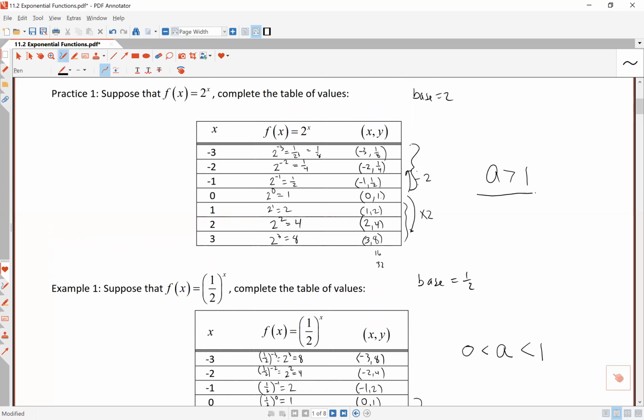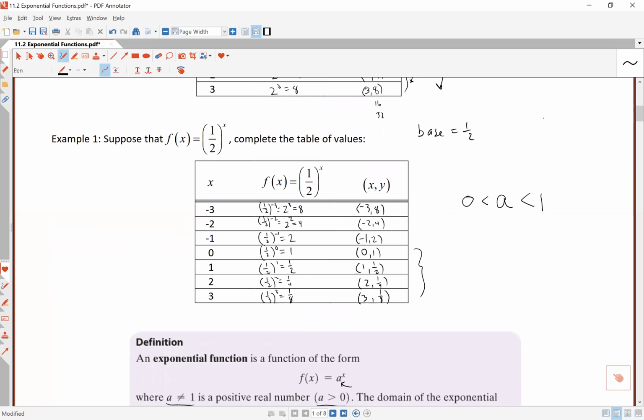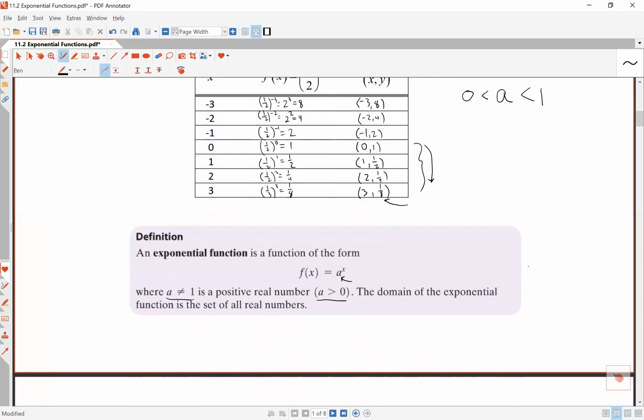We see when the base is greater than 1, as x gets big, the function's values get big. And if a is between 0 and 1, as x gets big, the function's values get small. We can plug in any number we want as an exponent and get an output. So the domain of this exponential function is the set of all real numbers. We will see by the graph, and we can also see by the table, that the outputs that we get are always greater than 0.